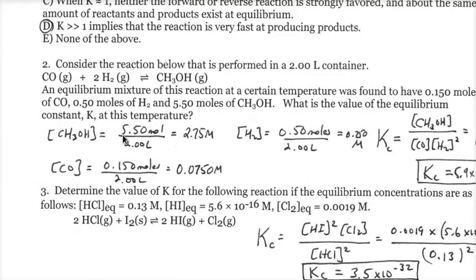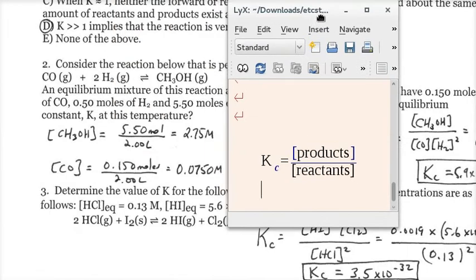So first find the molarity for each one. Moles per liter, done. Moles per liter, moles per liter, okay? And now plug it into the formula. Products. So product, okay, there's only one product, over reactants.